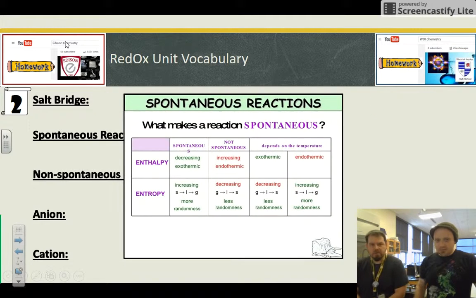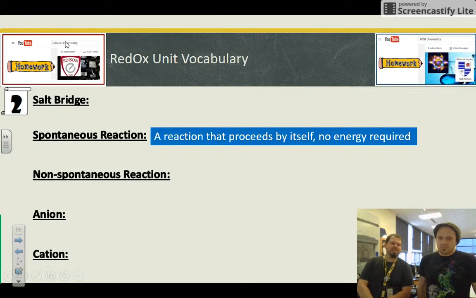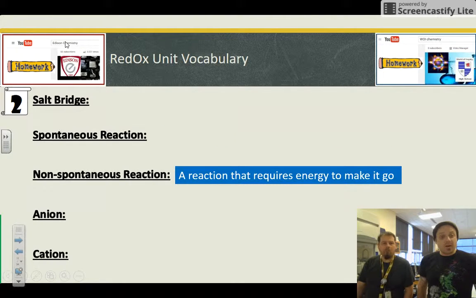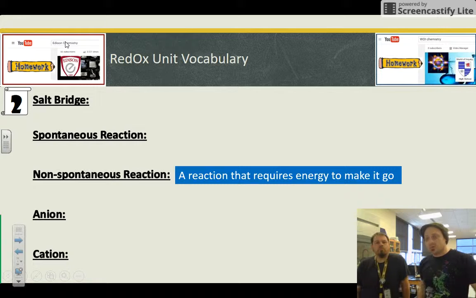Salt bridge, ions flow. So a little picture about spontaneous reactions, relating them to enthalpy and entropy. But what we need to know is that spontaneous doesn't mean instant. A reaction that proceeds all by itself. I don't need to give it any input. We'll be able to figure out which reactions are spontaneous and which ones aren't. And the non-spontaneous would require some input, some force, some heat, some electricity for us, the chemists, to put into the reaction to make it happen. It's not just going to do it by itself. We have to coax it along. Yeah, I'm not going to get up in the morning without my alarm clock.